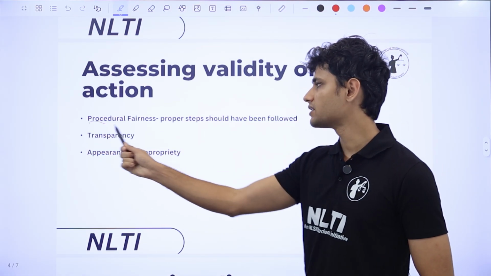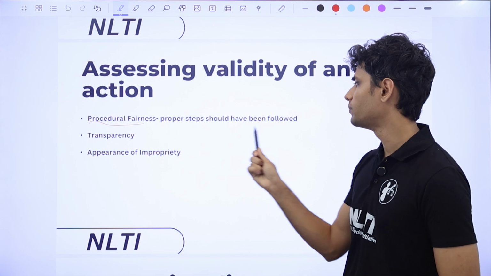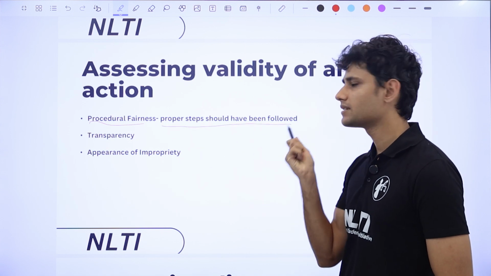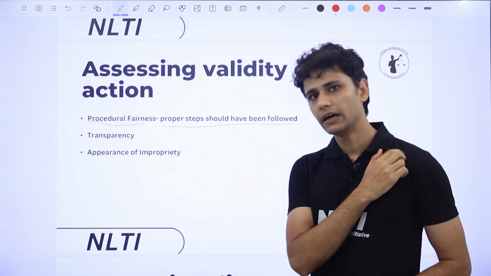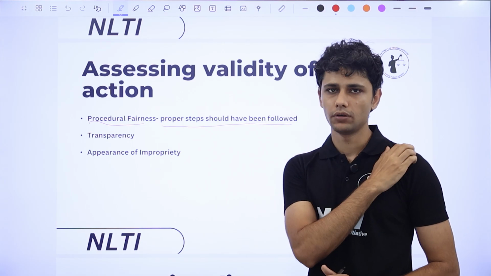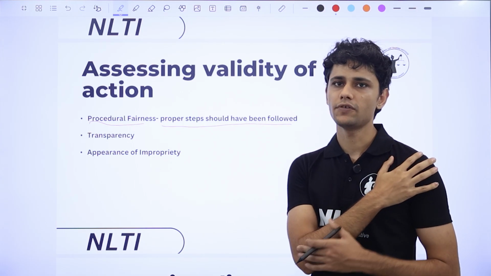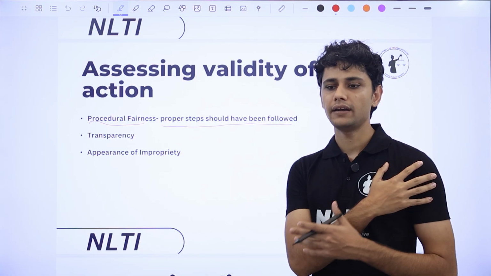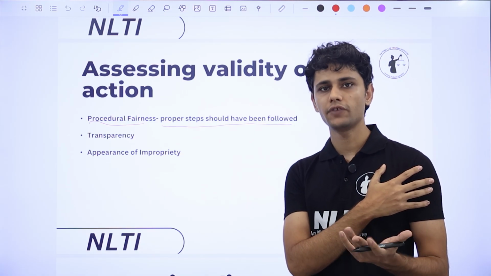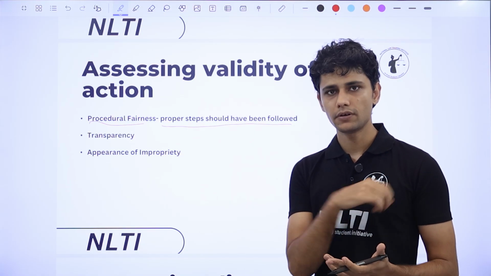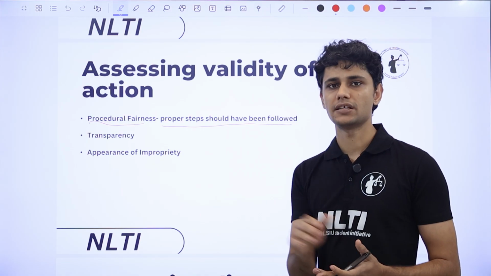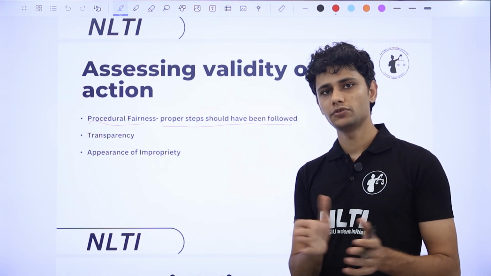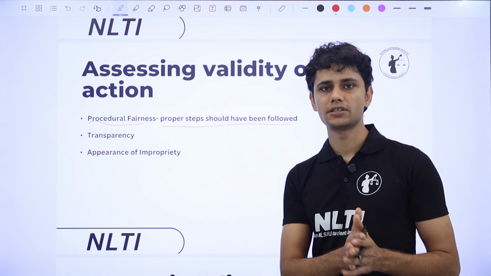So procedural fairness is important, which means proper steps should have been followed. What I mean by this is, let's say for example, a teacher has been suspended from school. The teacher was suspended because a lot of students wrote to the principal that this teacher is not teaching well and they have a lot of concerns about the quality of their teaching. As a result, the principal wrote a letter to the teacher that you're immediately suspended. So now you're supposed to judge whether or not the principal's actions are valid.